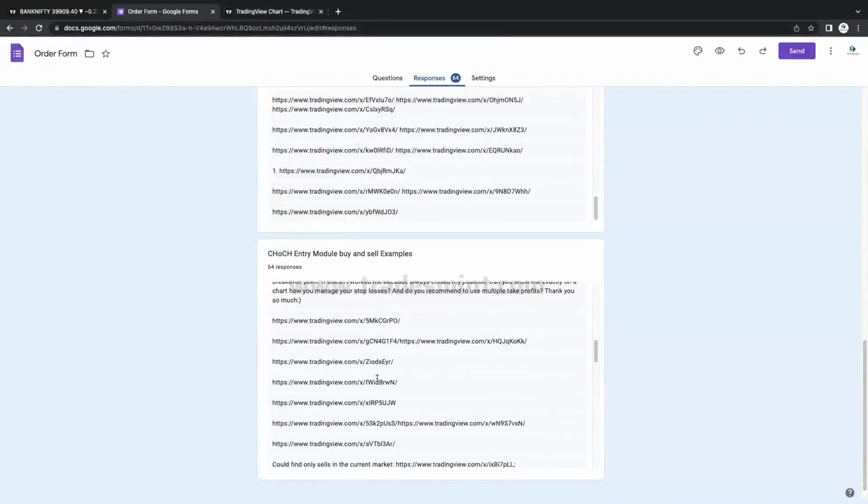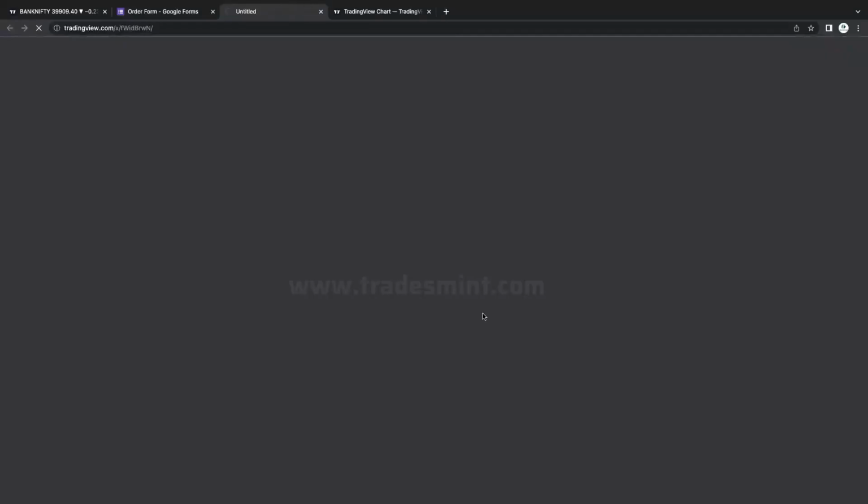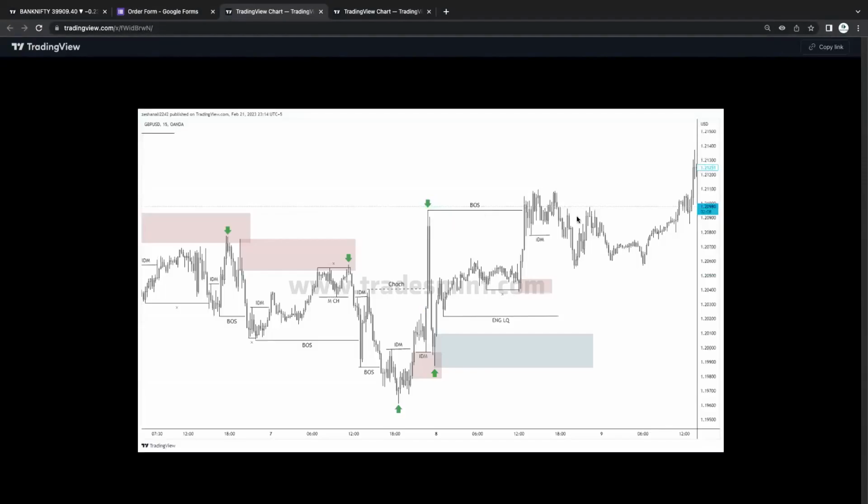Okay, so another random question. Okay, CHoCH entry model is here. CHoCH, inducement and go higher. Okay, sweep and go higher. Perfect.